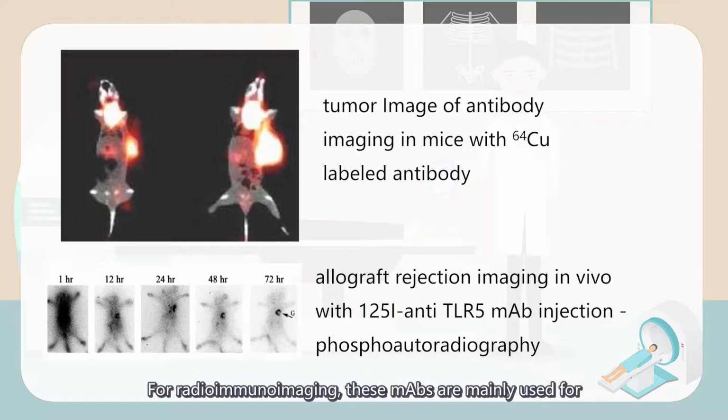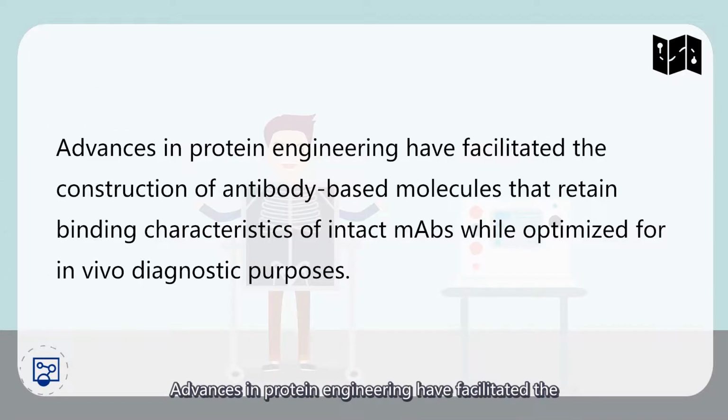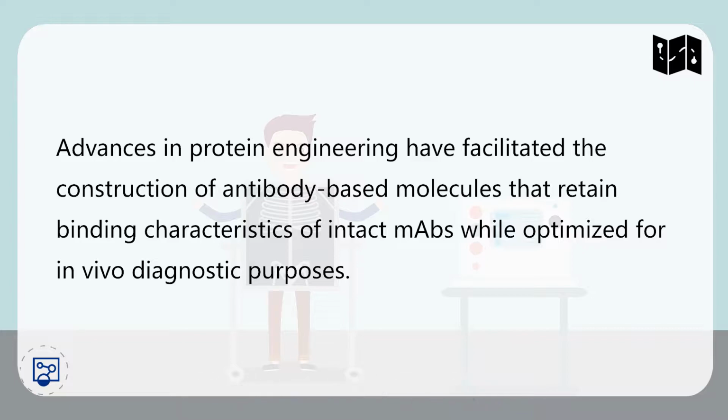For radioimmunoimaging, these monoclonal antibodies are mainly used for staging disease in patients suspected of recurrent or metastatic disease. However, their overall clinical impact has been limited. Advances in protein engineering have facilitated the construction of antibody-based molecules that retain the binding characteristics of intact monoclonal antibody, while optimized for in vivo diagnostic purposes.